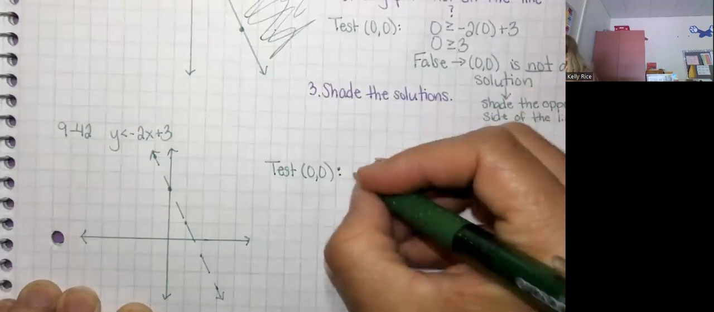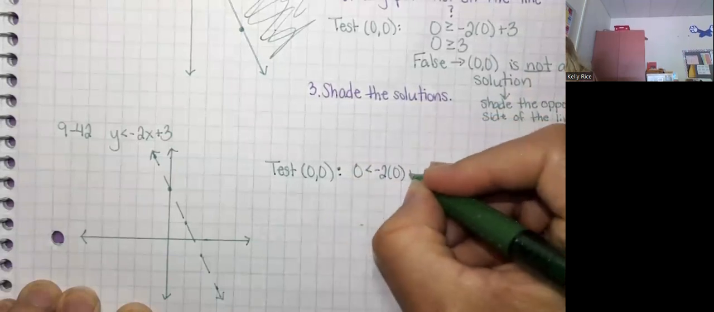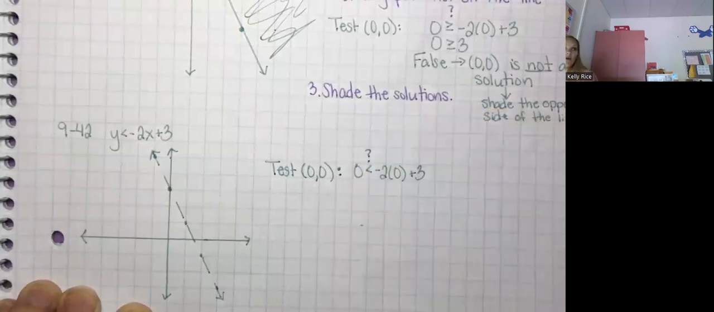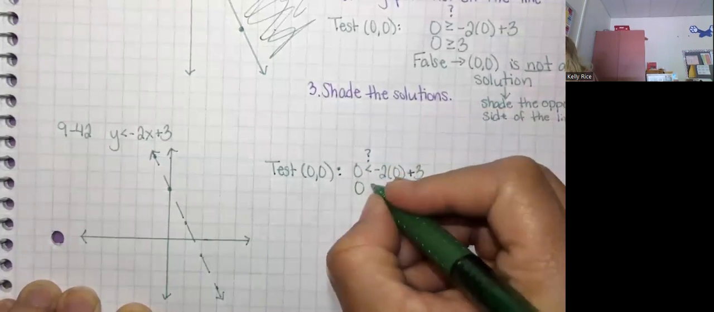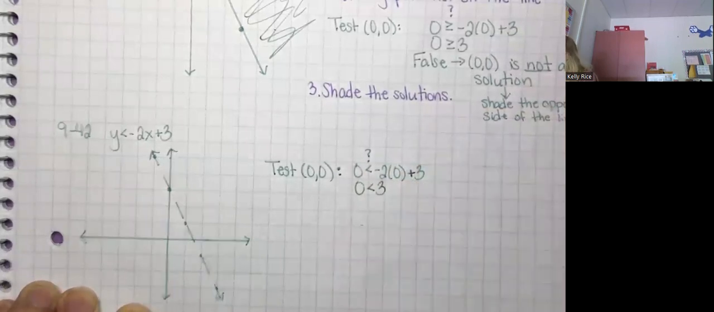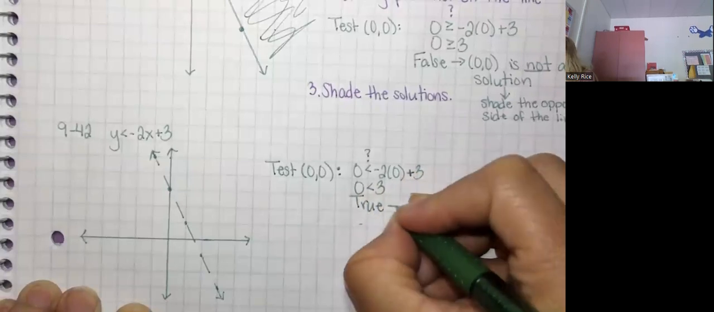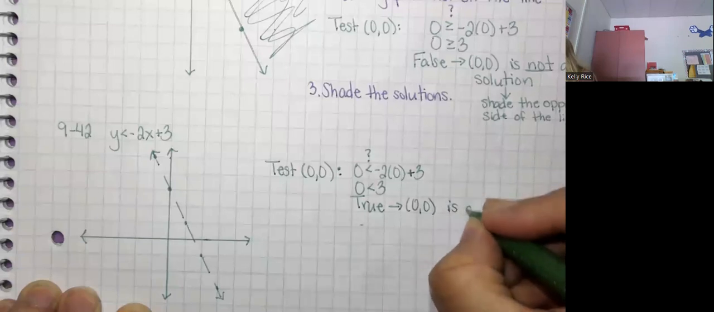Probably not like this. 0 is less than negative 2 times 0 plus 3. We're checking if this is true or false. I get 0 is less than 3. That's definitely true. So what does that mean? That 0 is indeed a solution. 0, 0 is a solution.